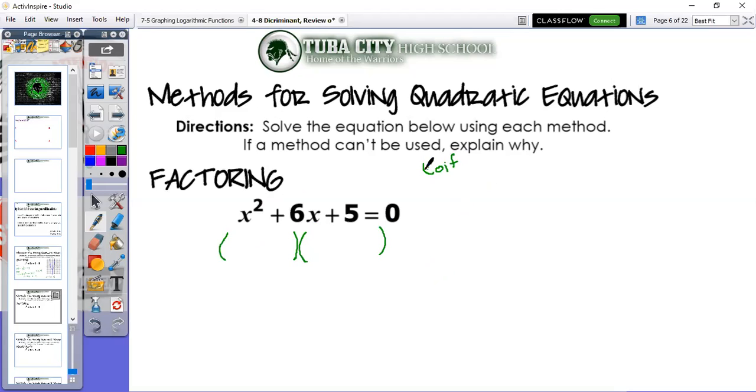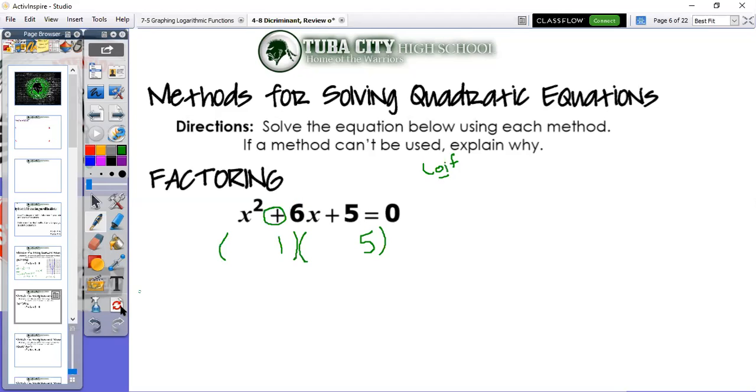So we need two numbers that will multiply to our last number. So I need two numbers that will multiply to 5, which 5 does not have a lot of factors, so that makes it kind of an easy pick because 1 and 5 are the only numbers I can multiply to get 5. And then for the middle, I need two numbers, these same two numbers here, that will add to 6.